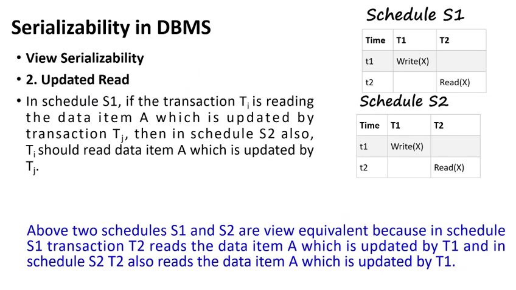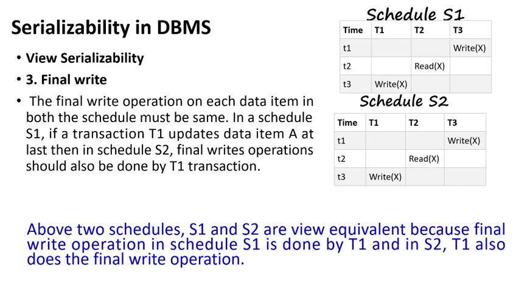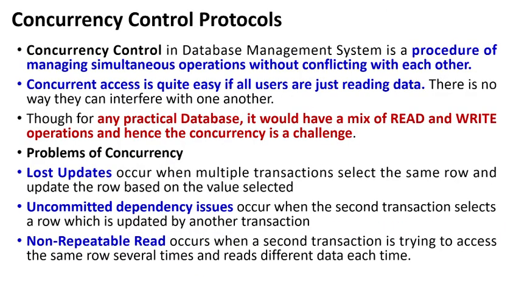Update read. In schedule S1, if the transaction Ti is reading the data item A, which is updated by transaction Tj, then in schedule S2 also, Ti should read the item A which is updated by Tj. And next is final write. The final write operation on each data item in both the schedules must be the same. If a transaction T1 updates data item A at last in schedule S1, then in schedule S2, the final write operation should be done by the T1 transaction.